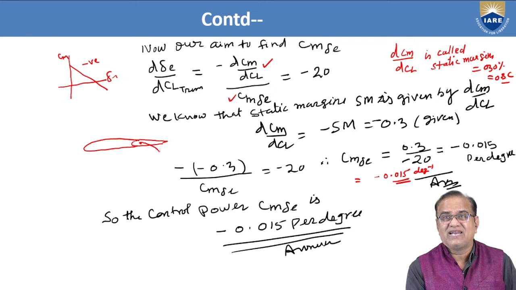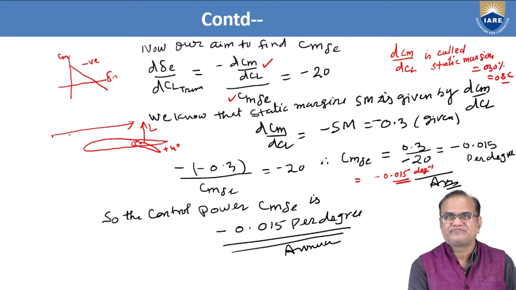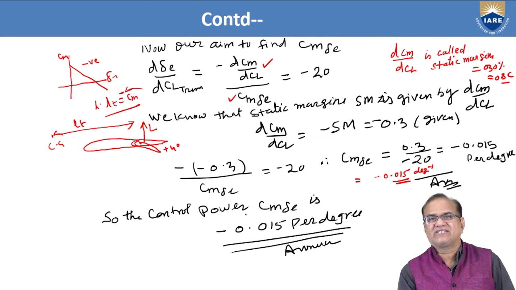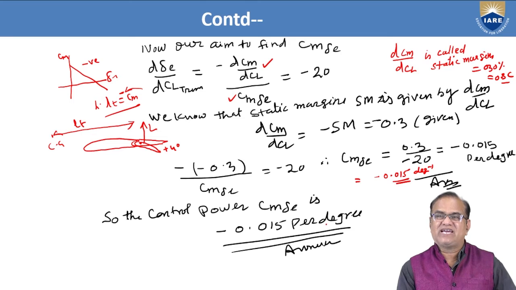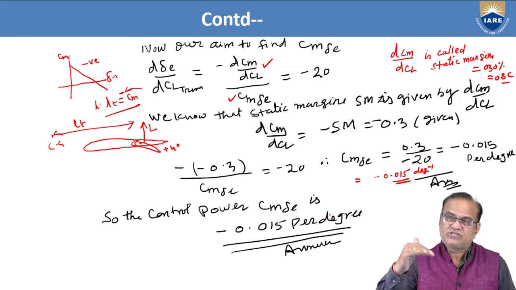So you have to make it like this. This is called plus 4 degree. We have to understand the physics: this will generate a lift in this direction, and lift into this LT. This is the CG and this is the LT. This L into LT is equal to Cm, and this Cm is negative because it is in anti-clockwise direction. So your control power is minus 0.015 per degree, and it shows that the aircraft nose is going down.